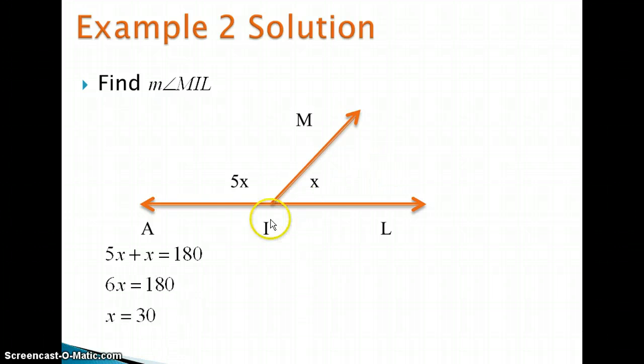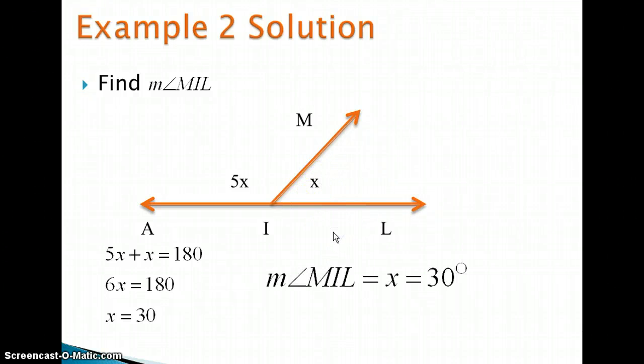So that's our first step in setting this up. 5x plus x equals 180. These two angles together make a straight angle. When we solve for x, we get 30. Now I'm looking for the measurement of angle MIL, which is this angle here, and it's represented by x. It's 30 degrees. So the measurement of angle MIL is 30. If I was looking for the measurement of angle MIA, I would take 30 for x and plug it into 5x, and I'd get 150.